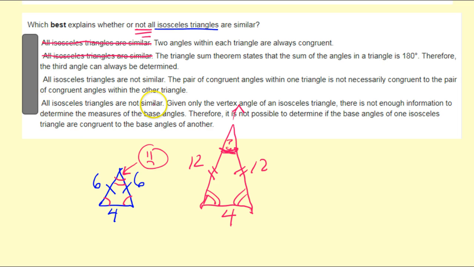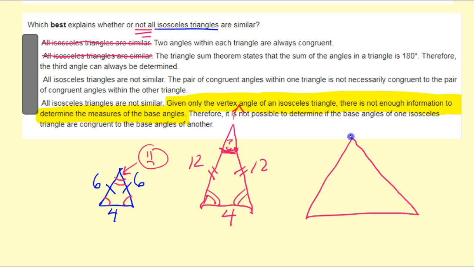All isosceles triangles are not similar. Given only one vertex angle of an isosceles triangle, there is not enough information to determine the measure of the base angles. Therefore, it is not possible to determine if the base angles of one isosceles triangle are congruent to the base angles of another. Focus your eyes on this part right here. Given one vertex, there is not enough information to determine the measure of the base angles. Well, that's not true. And I can show you right now.